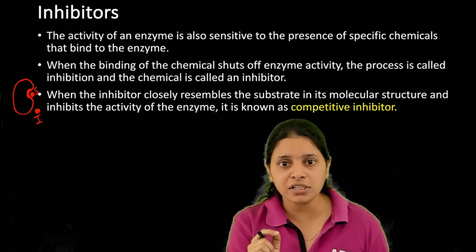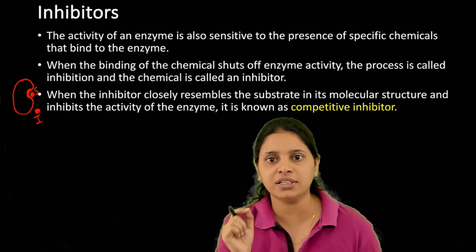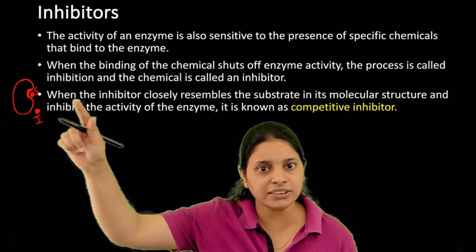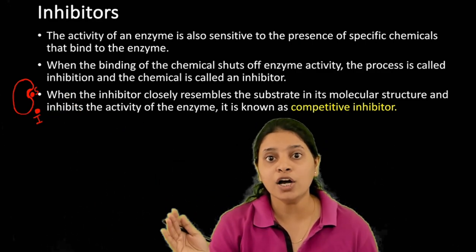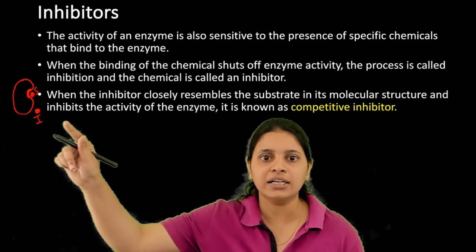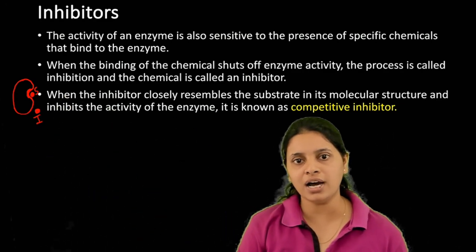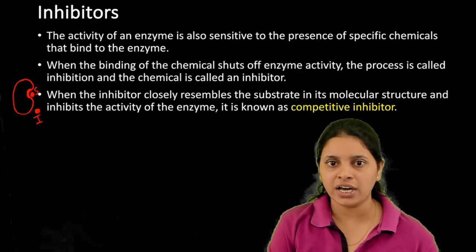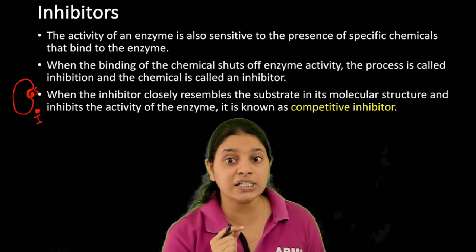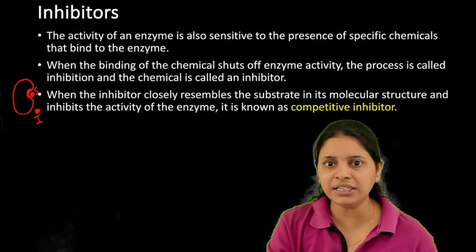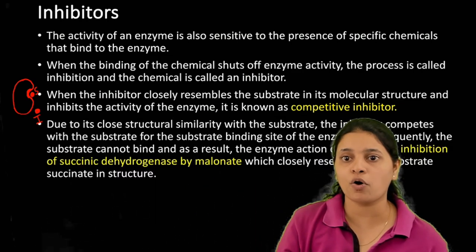For any chemical to act as a competitive inhibitor, it is very important that the structure of this competitive inhibitor and the substrate are very close. They are very similar. That is why the inhibitor can easily bind to the active site and decrease the rate of reaction. So when the inhibitor closely resembles the substrate in its molecular structure and inhibits the activity of the enzyme, it is known as a competitive inhibitor.